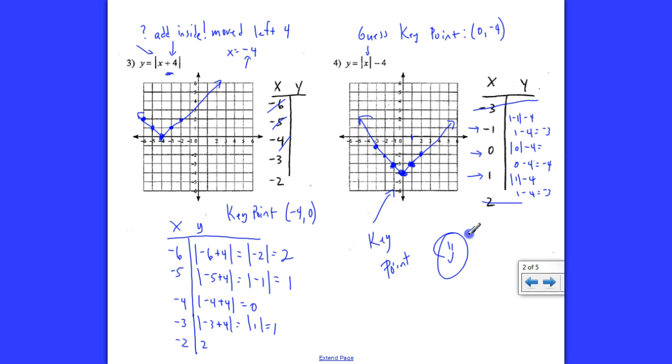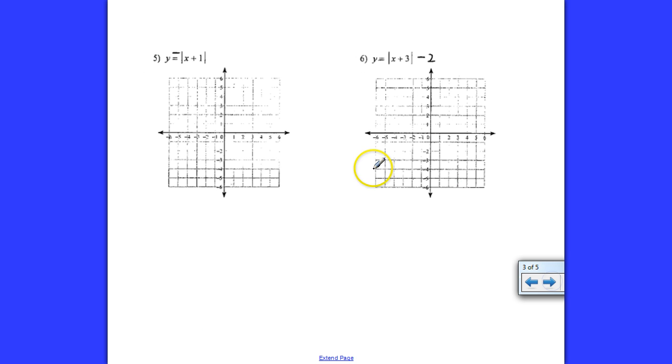Well, let's look on at the next one, because I'm going to show you a new thing now, because in number 5, we have this. So let's try to figure out what that does to the graph. But let's also guess. Let's see if we can guess the key point.